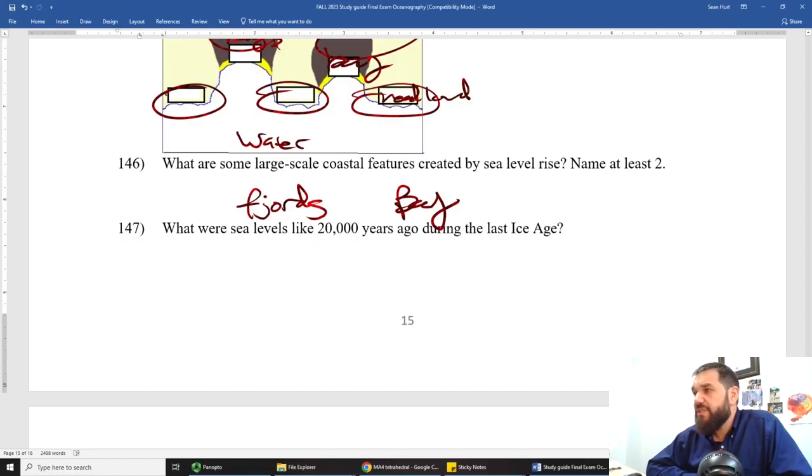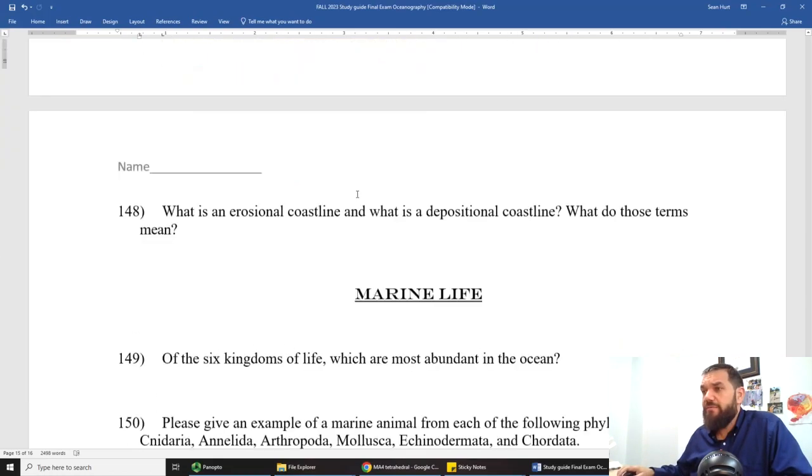Okay. So what were sea levels like 20,000 years ago during the last ice age? They were lower. As the earth heated up, sea level got higher and higher as more glacial ice melted. We used to have a lot more ice sheets. Now we have two ice sheets, the Antarctic and the Greenland. And we used to have several ice sheets, right? Big ice sheets, the Laurentide ice sheet, the Siberian ice sheet, the Scandinavian ice sheet. And they're gone now, right? We only have two left.